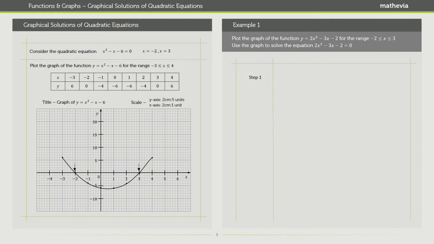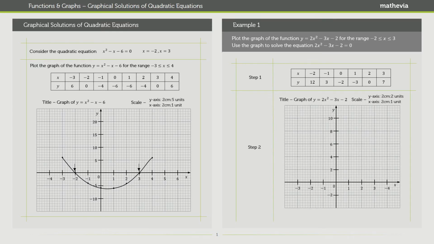The first thing we want to do is get our table for x values from -2 up until 3. If you insert -2 into 2x squared minus 3x minus 2 for x, you would end up with a y value of 12. If you do the same for -1, you would end up with a y value of 3, and so on up until you get to 3, and the y value in that case is 7. So now that we have our x and y values, we can go ahead and plot our graph.